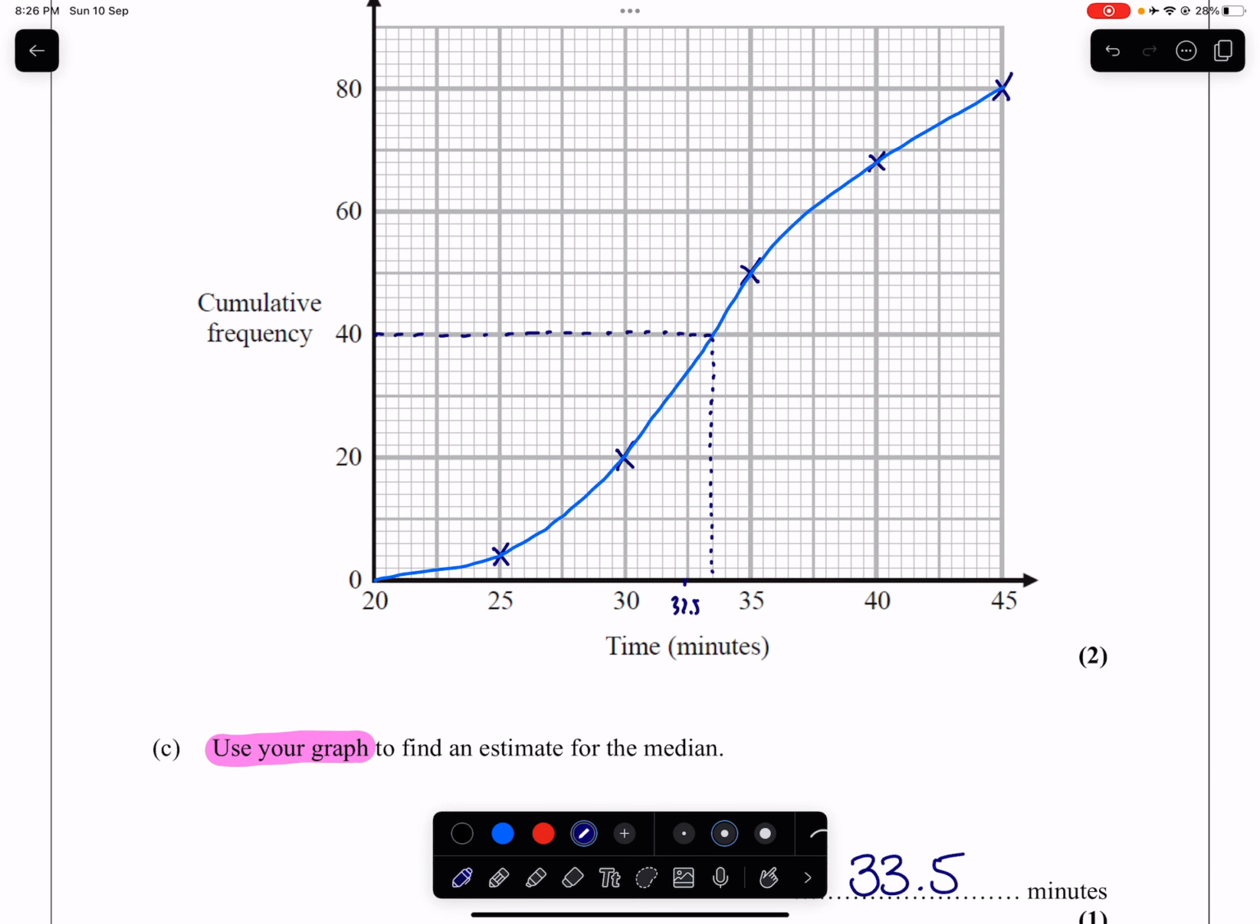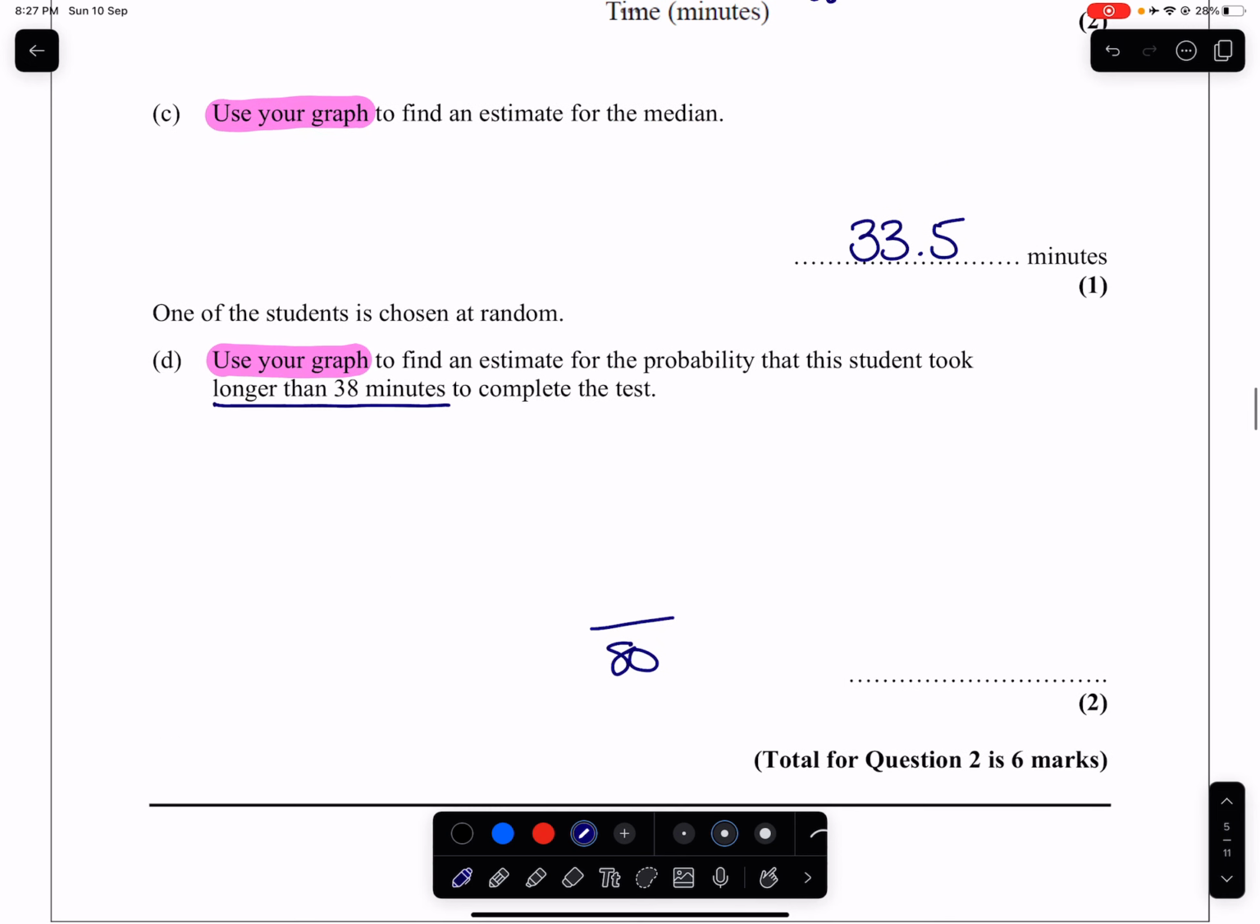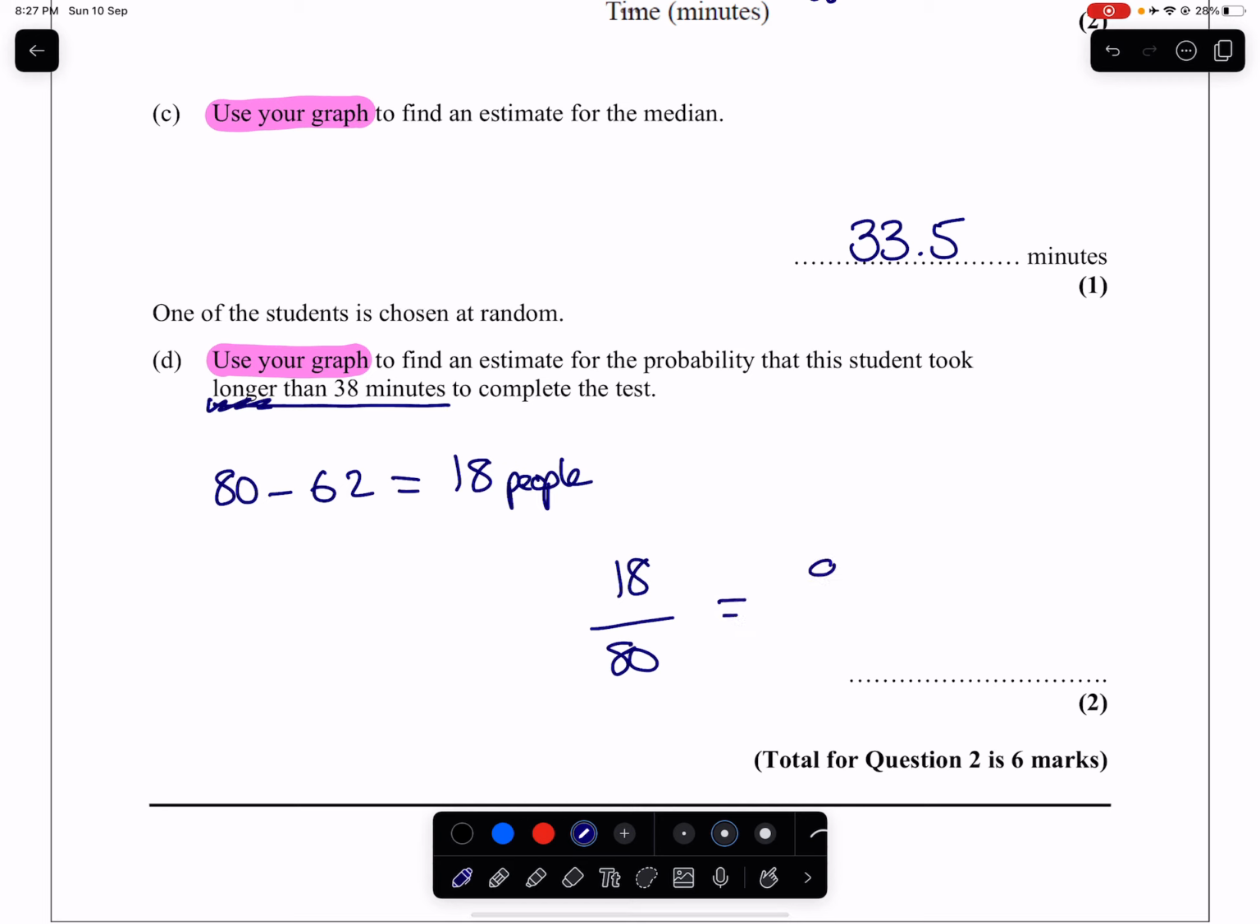38 minutes is going to be going up here to hit the graph, and then across, which gives us 62. So up to 38 minutes, there were 62 people. So longer than 38 minutes means that we're going to take that 62 away from 80, giving us 18, which means that there are 18 people that took longer than 38 minutes. So the probability of selecting one of those is going to be 18 out of 80, which will simplify to give us 9 over 40. Either of those would be fine. Done.